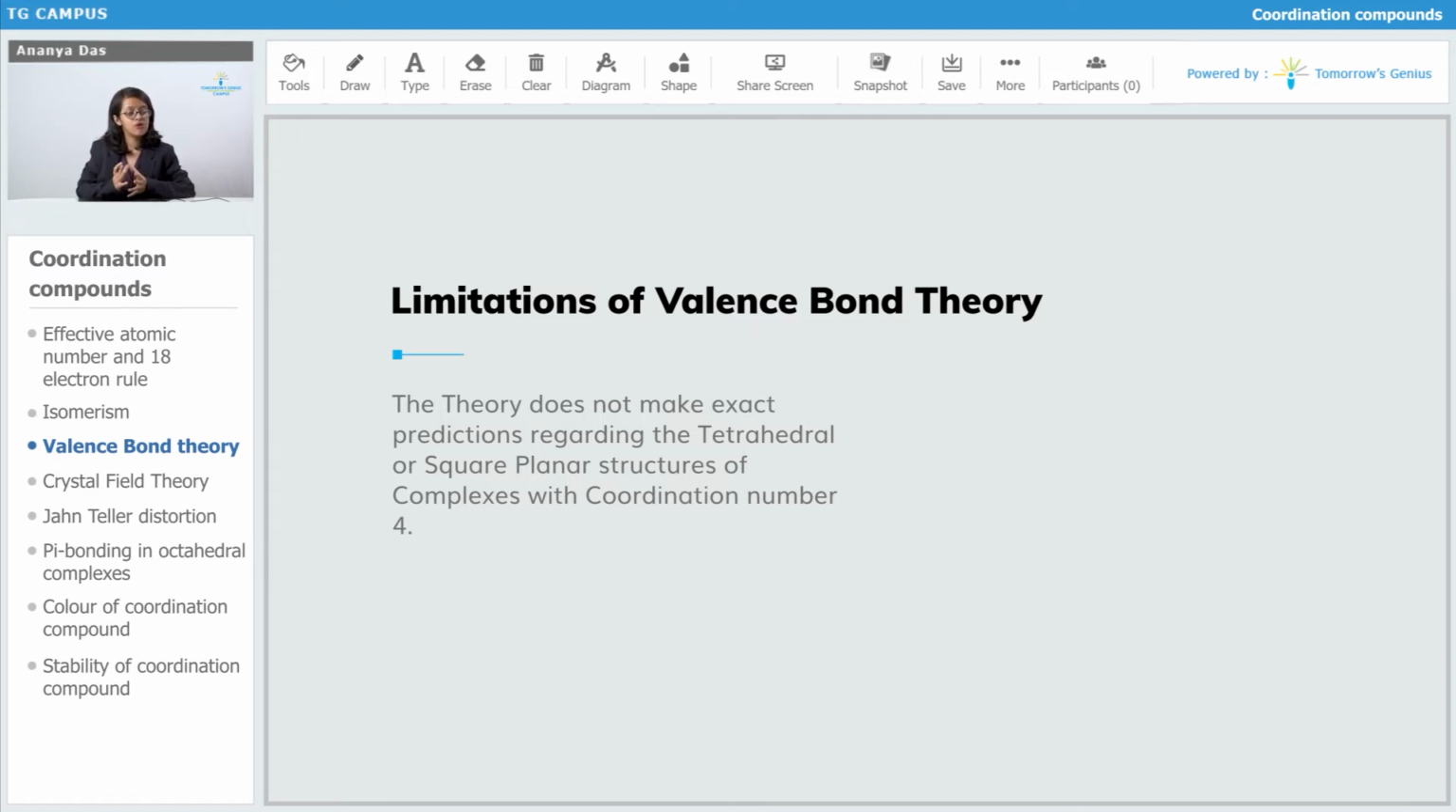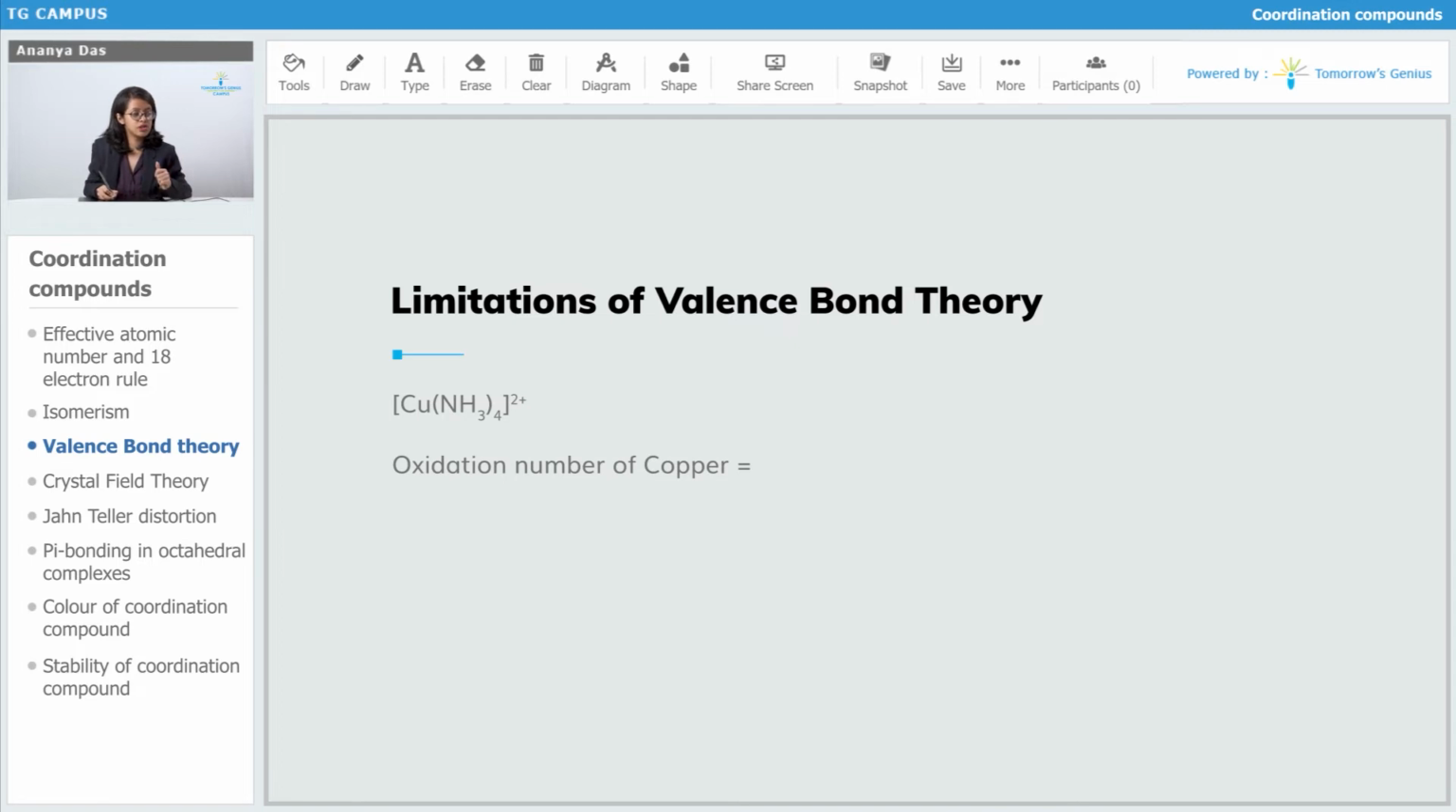According to valence bond theory, first of all you have to find the oxidation number of copper. So x plus 0, because NH3 is neutral, is equal to plus 2. So the oxidation number of copper is plus 2. That means copper is present as Cu2+. Now we have to find the electronic configuration of Cu2+. Originally copper's electronic configuration is 3d10 4s1. If it's Cu2+, it has lost 2 electrons, so it's going to be 3d9.